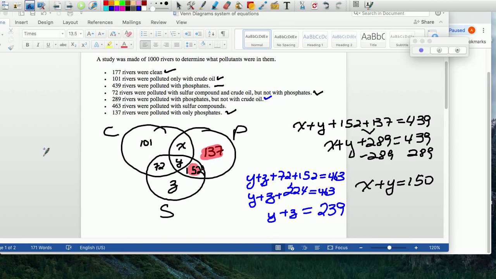So what do we know? I'm going to pick a color here. The last equation is going to look like this. I'm going to add everything. I'm going to add X plus Y plus Z plus 101 plus 72 plus 152 plus 137. I should have 7 items: 1, 2, 3, 4, 5, 6, 7.